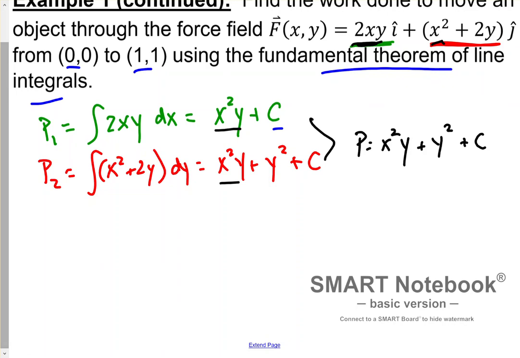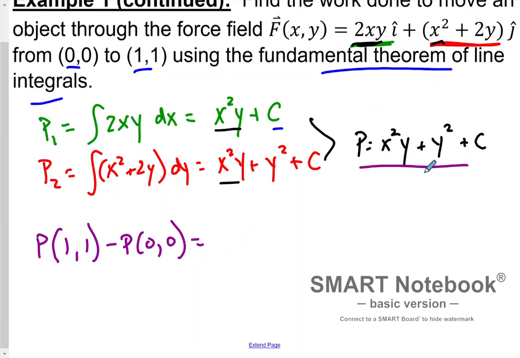So the fundamental theorem of line integrals says if I take this potential function and I just plug in my final point minus plugging in my initial point, that should give me the work done through this field. So if I plug 1, 1 into this, to my p function up here, I get 1 plus 1 plus c. And if I plug in 0, 0, I get 0 plus 0 plus c. And my c's will cancel out and I'll just get the 2.